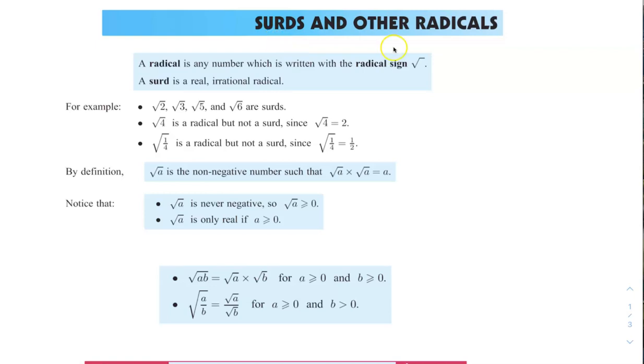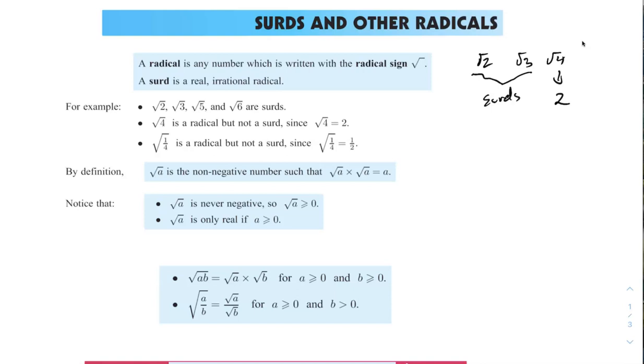Surds and other radicals. So a radical is any number written with a radical sign. Like rad 2, rad 3, rad 4. Right? Those are all radicals. A surd is a real irrational radical. So what happens there is that one of these actually simplifies. So that's not a surd, because it's rad 4, and rad 4 is 2. These guys are surds, because we don't know what the radical 2 is or the radical 3 is.